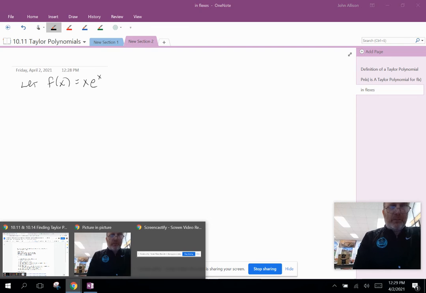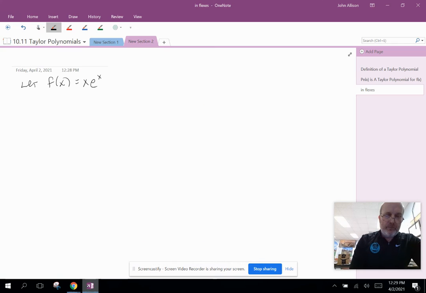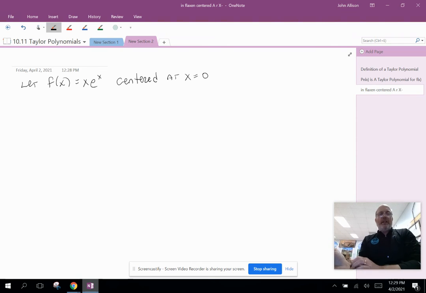And let's see where the center was. I can't remember where the center was. Expanded about x equals 0. Okay. That means the same thing as centered at x equals 0. So we need to calculate first f of 0. And it's pretty obvious in this function that f of 0 is equal to 0.